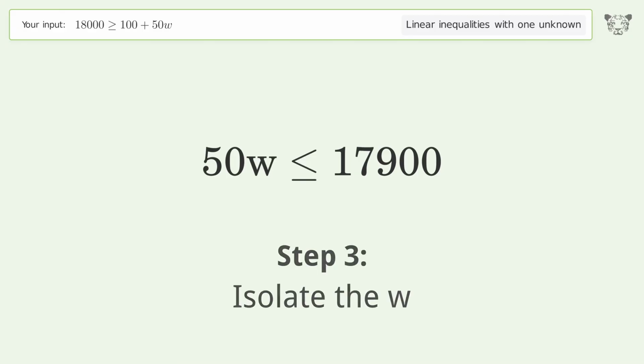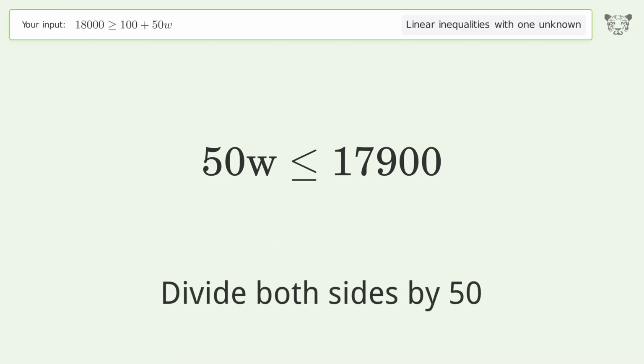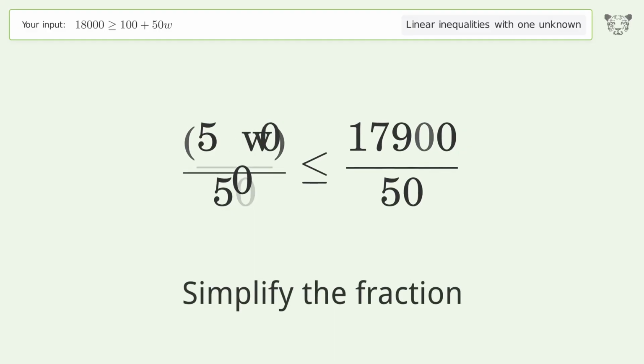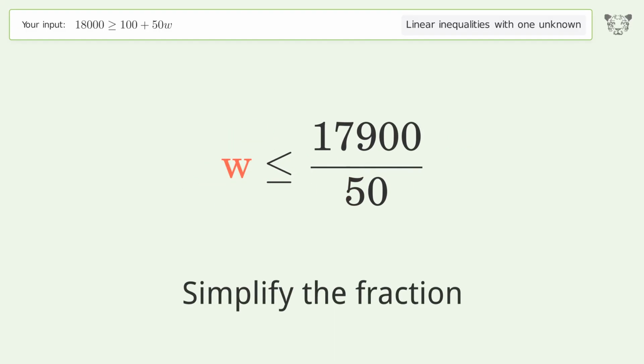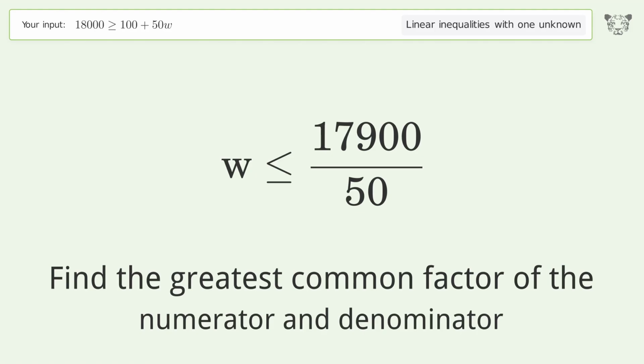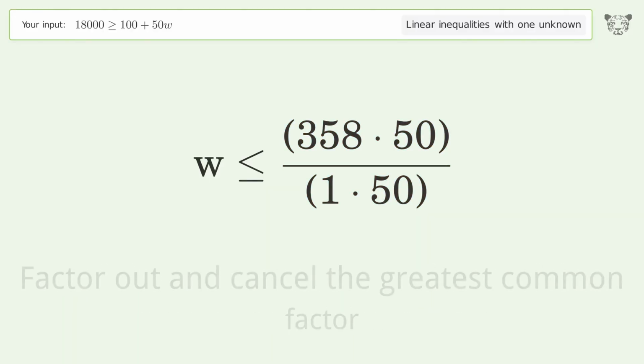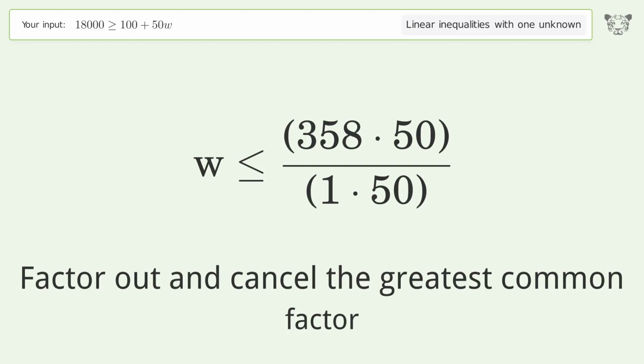Isolate the w. Divide both sides by 50. Simplify the fraction. Find the greatest common factor of the numerator and denominator. Factor out and cancel the greatest common factor.